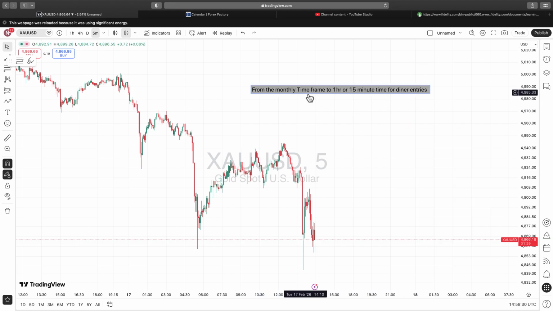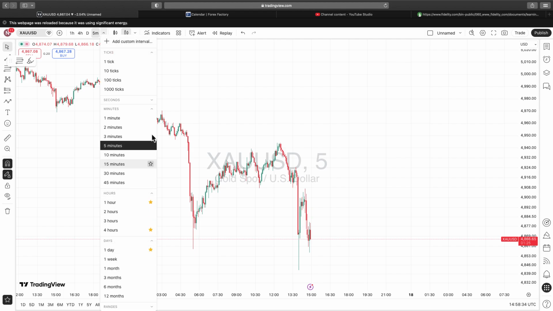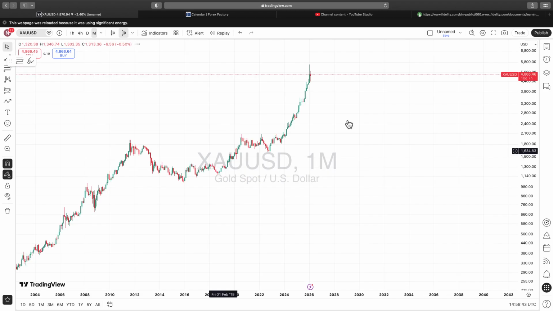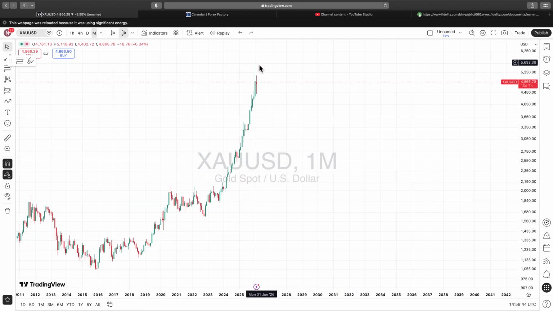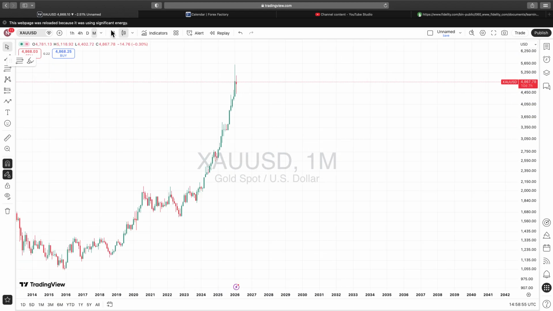Now, let us get an example. Let us take an example of gold. Let us analyze the market of gold using the top-down analysis approach. So, we'll go to the monthly time frame. If you check on the monthly time frame, the market is under rejection, and again, you can see the market is very, very bearish. On the monthly time frame, you can confirm that.